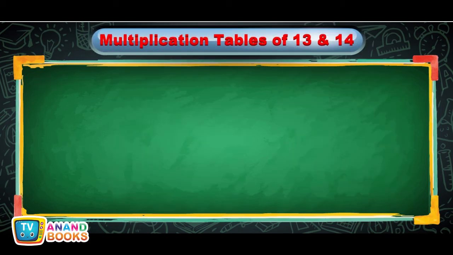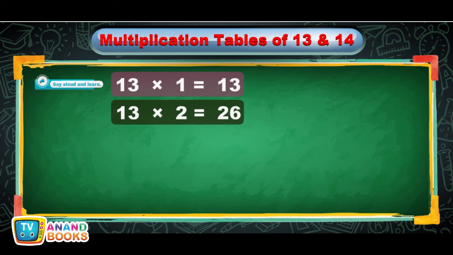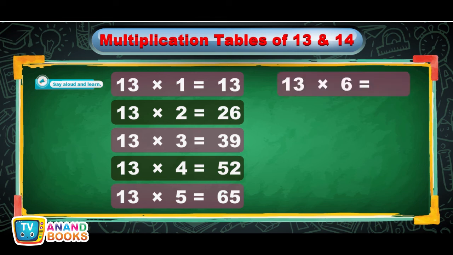Multiplication tables of 13 and 14. Say aloud and learn. 13 ones are 13. 13 twos are 26. 13 threes are 39. 13 fours are 52. 13 fives are 65. 13 sixes are 78.